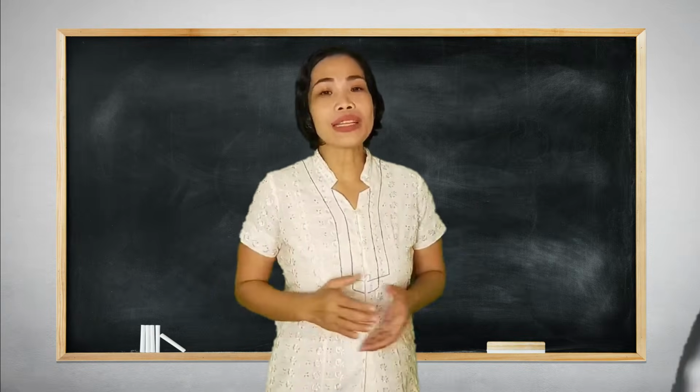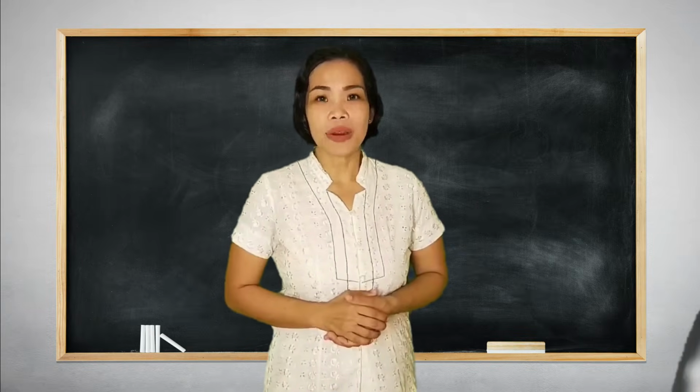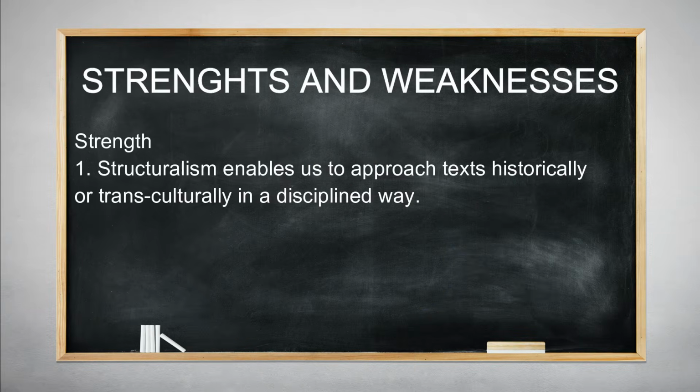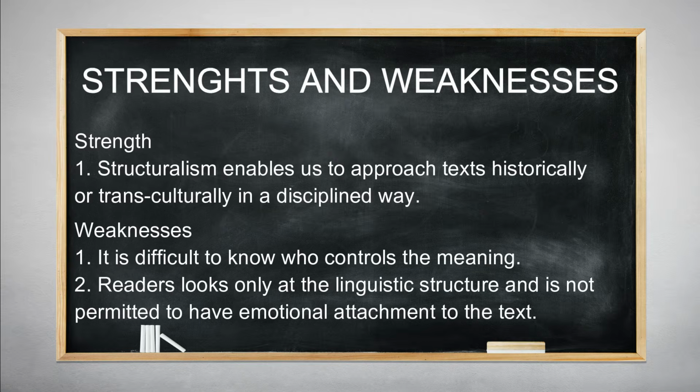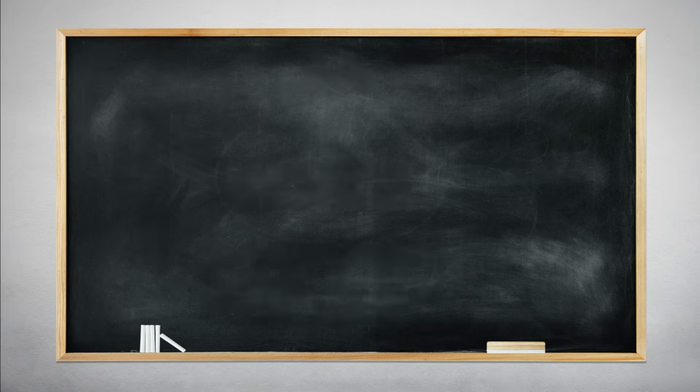What are the strengths and weaknesses of the structuralist literary approach? Structuralism enables us to approach texts historically or transculturally in a disciplined way. However, it is difficult to know who controls the meaning, and readers look only at the linguistic structure and are not permitted to have emotional attachment to the text.